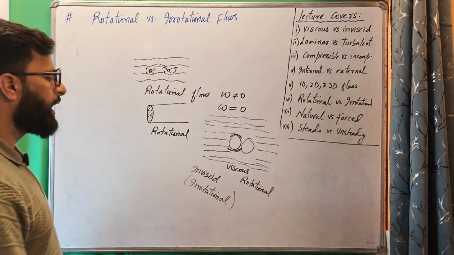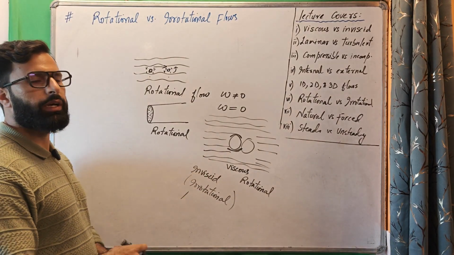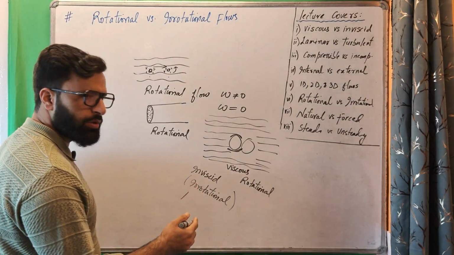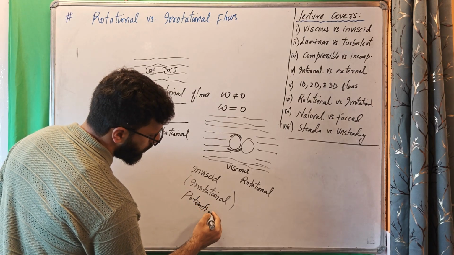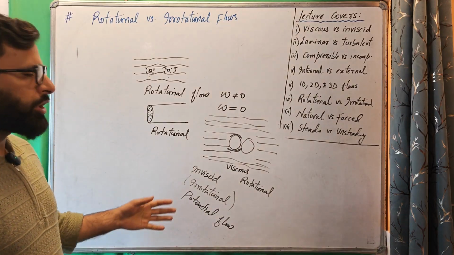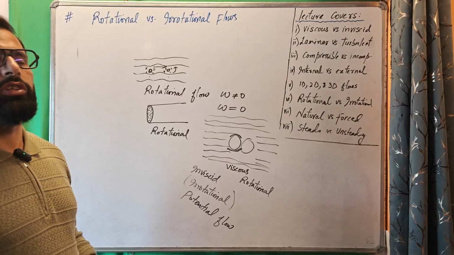Usually irrotational regions of flow, where there is no rotation of the particle, we study by assuming it is irrotational. Such a flow is known as potential flow. So flow which is irrotational and inviscid, we call it potential flow.